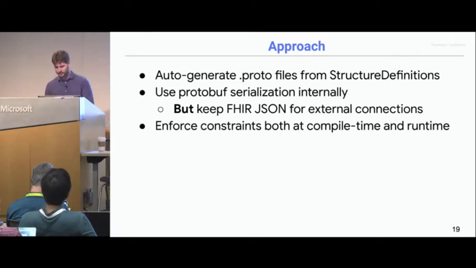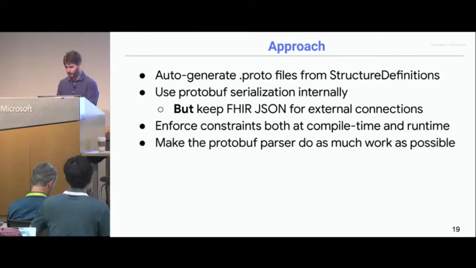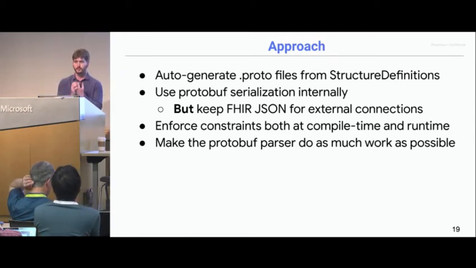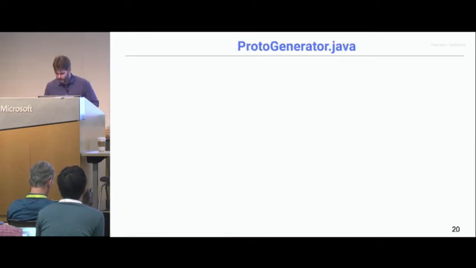When I say we can enforce these constraints both at compile time and runtime, what I mean by compile time is you have type safety because you're using getters and setters. You're not just saying, get me this random field out of JSON. You're saying, get me this email, which you know is a string. And then at runtime, we can validate FHIR constraints and FHIRPath constraints. We're going to make the protocol buffer do as much work as possible. By this I mean when we parse the data from FHIR JSON into protocol buffers, we want to do as much of the heavy lifting during that point as possible, so that by the time you have it in proto form, it's as easy to work with as possible.